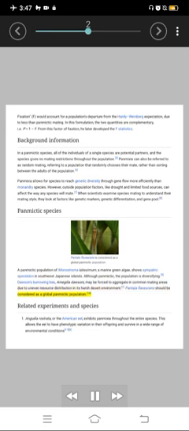Related experiments and species. 1. Anguilla rostrata, or the American eel, exhibits panmixia throughout the entire species. This allows the eel to have phenotypic variation in their offspring and survive in a wide range of environmental conditions.